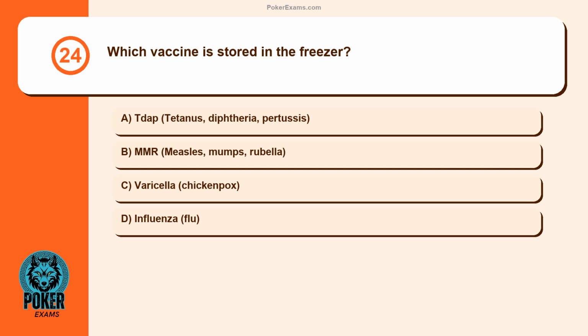Question 24. Which vaccine is stored in the freezer? Staph, tetanus, diphtheria, pertussis, MMR, measles, mumps, rubella, varicella, chickenpox, influenza, flu.